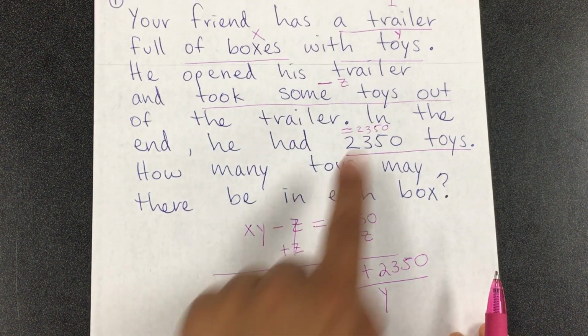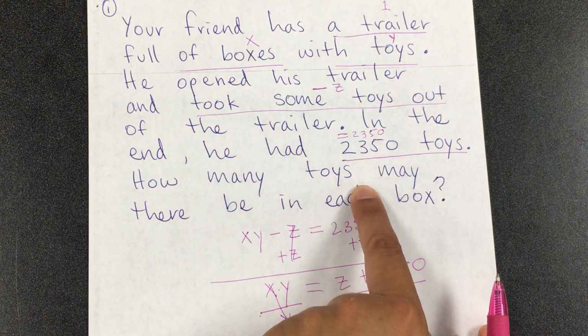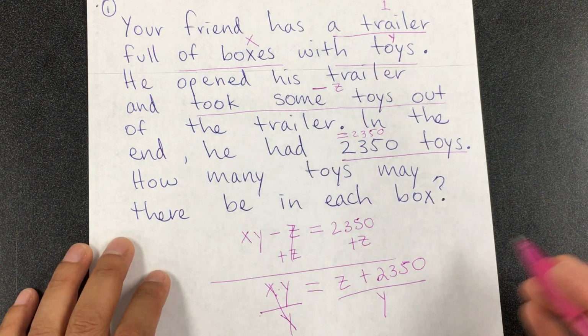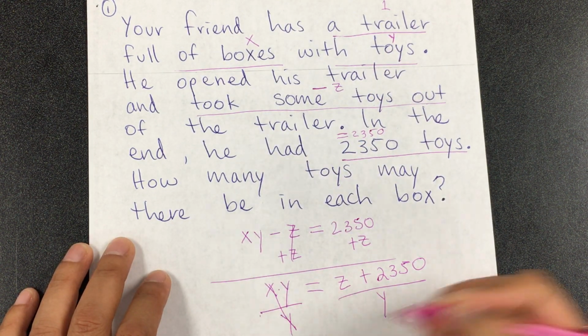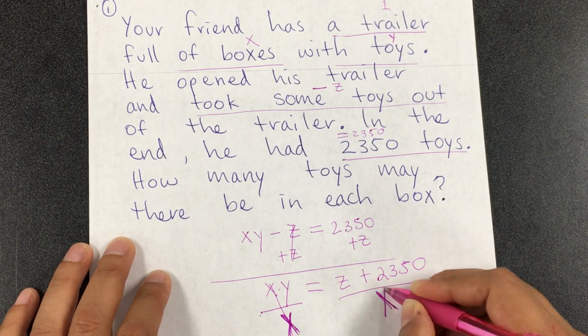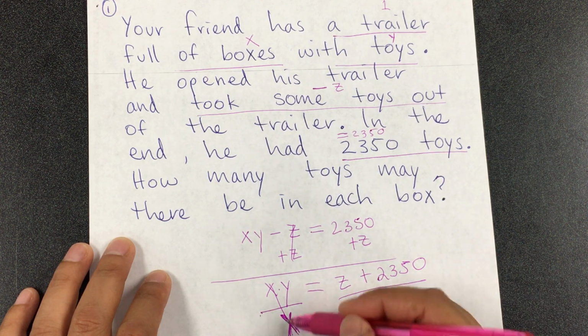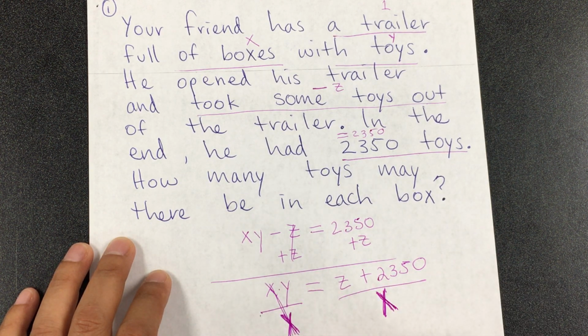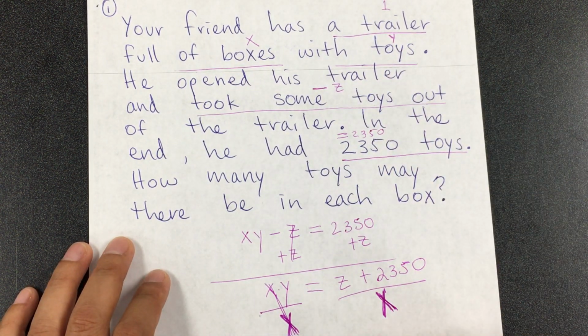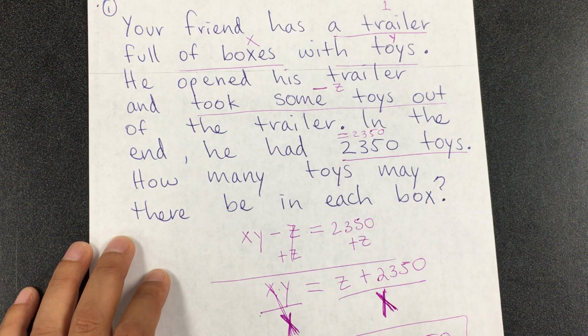And you know what? I just realized it's asking how many toys are there in each box. The number of toys is represented by Y. So no, we're going to divide by X and leave Y by itself. I apologize about that. This cancels, and so Y, which is the number of toys in each box, is equal to Z plus 2,350 divided by X.